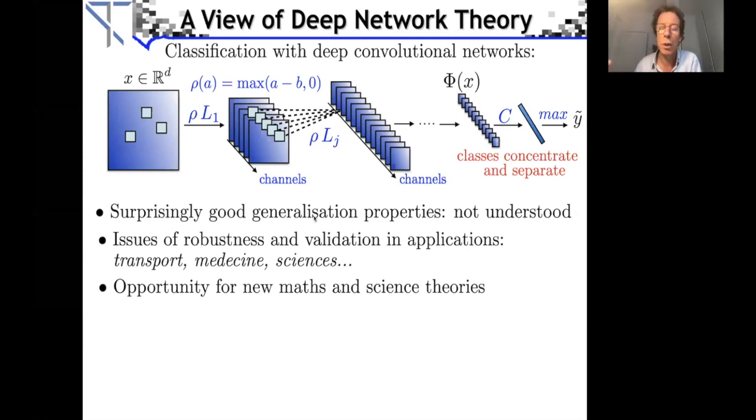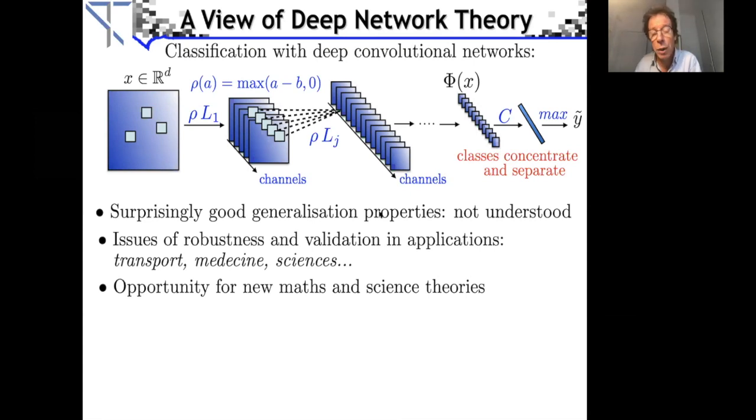It's not understood, and at the same time, there have been a lot of numerical experiments on these structures. And one thing that we see is that when you go towards the deeper layers, the different classes have a tendency to concentrate and separate at the same time, so that at the end you can do a simple linear classification and get a good accuracy on the class labeling.